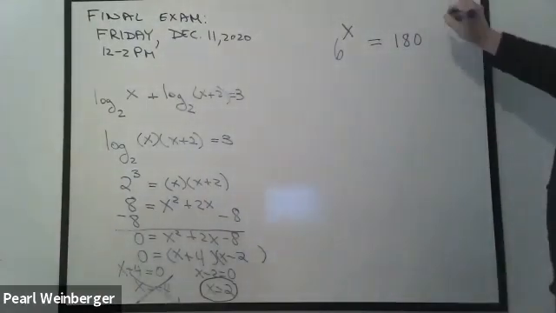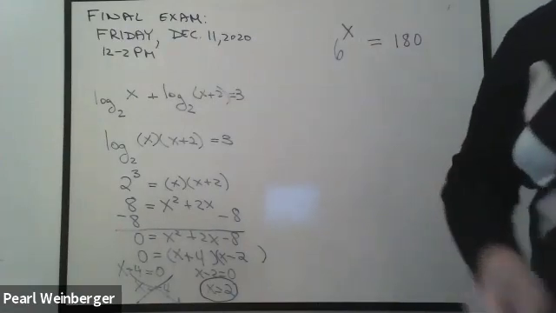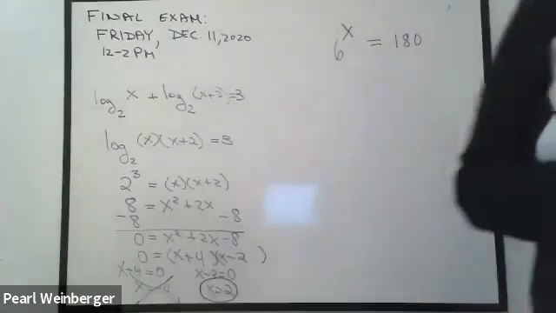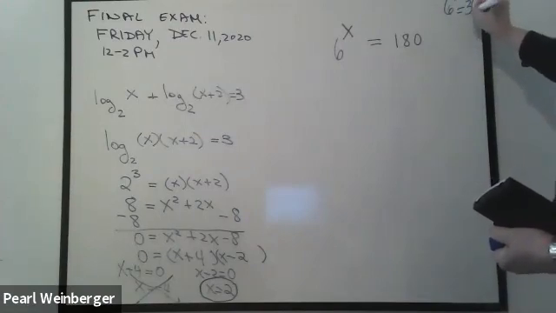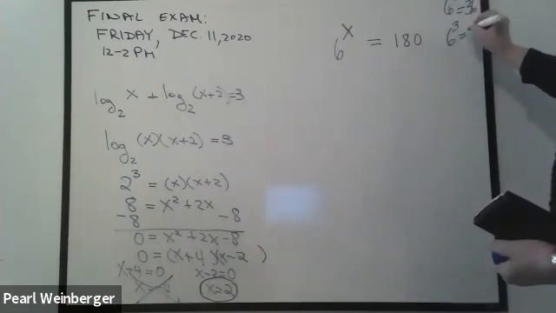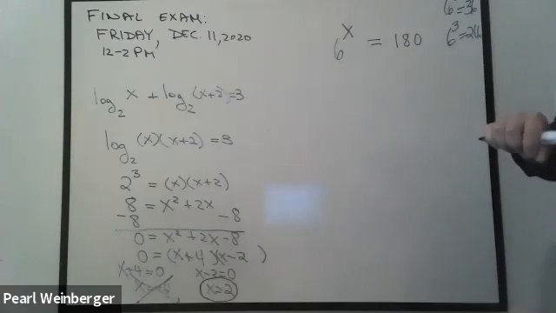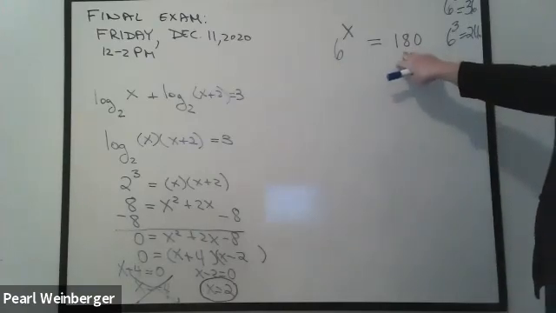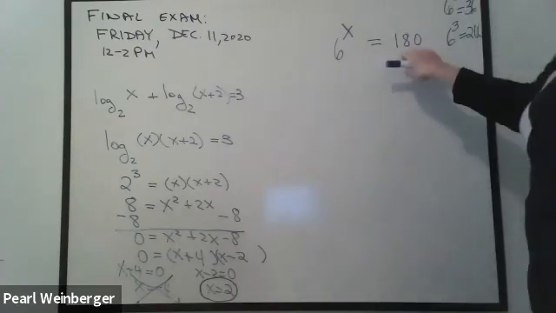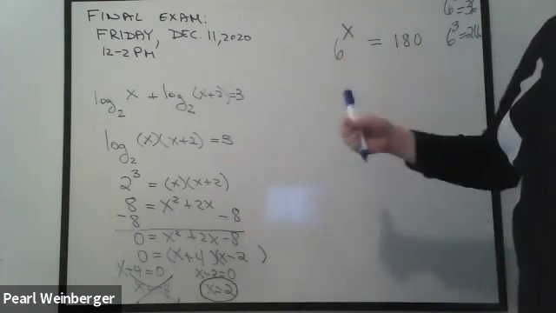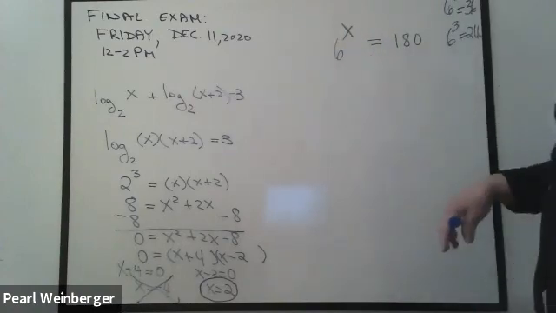So 6 to the 2 was 36. 6 to the 3 was 216. And somehow we skipped right over 180. We never got to 180 when we were doing the exponents of 6. So obviously 180 can't be written in base 6. You will never get 6 to some exponent giving you 180.